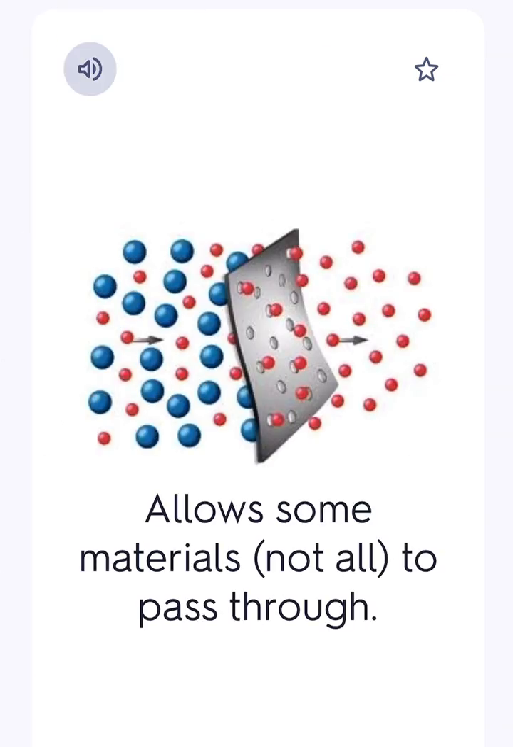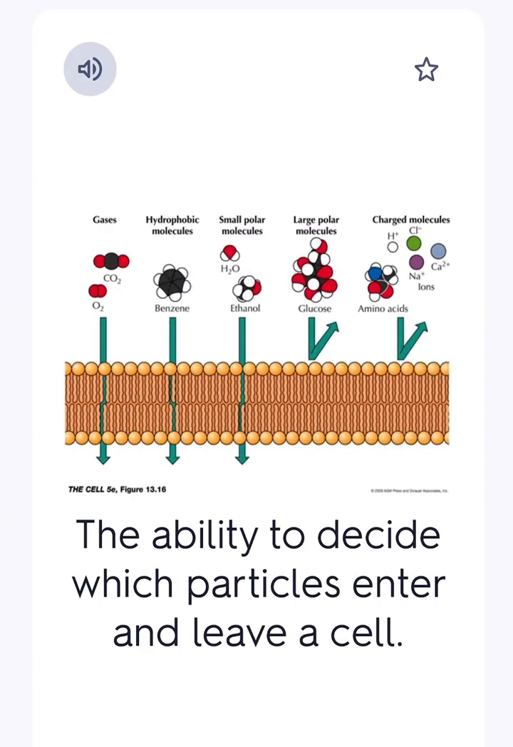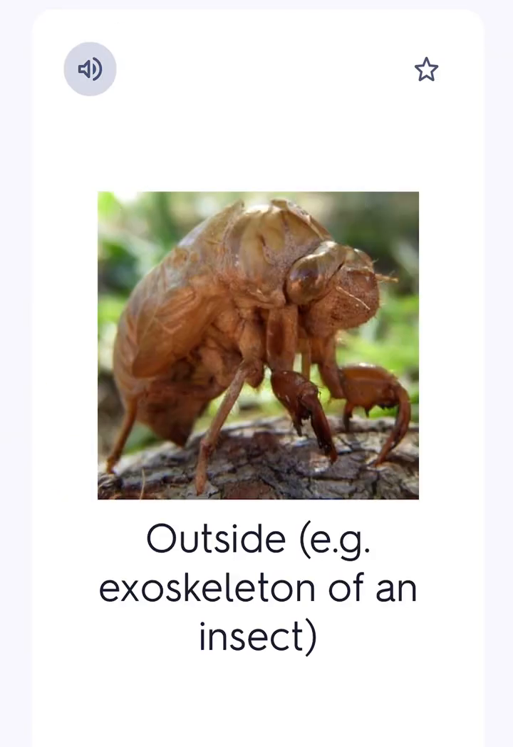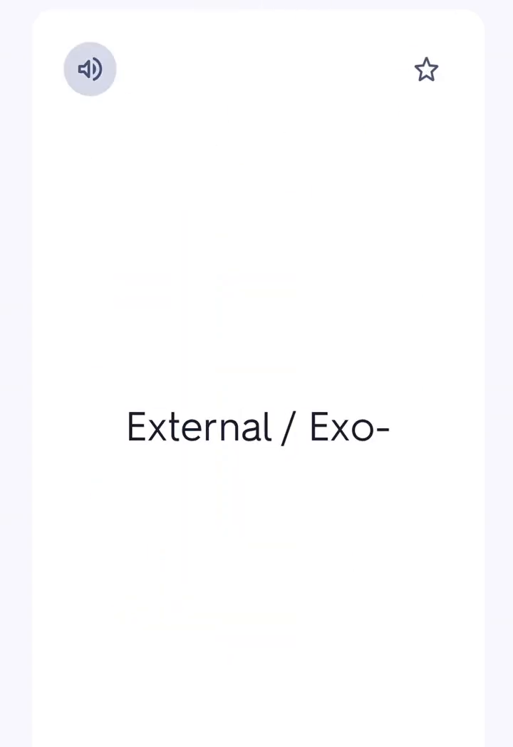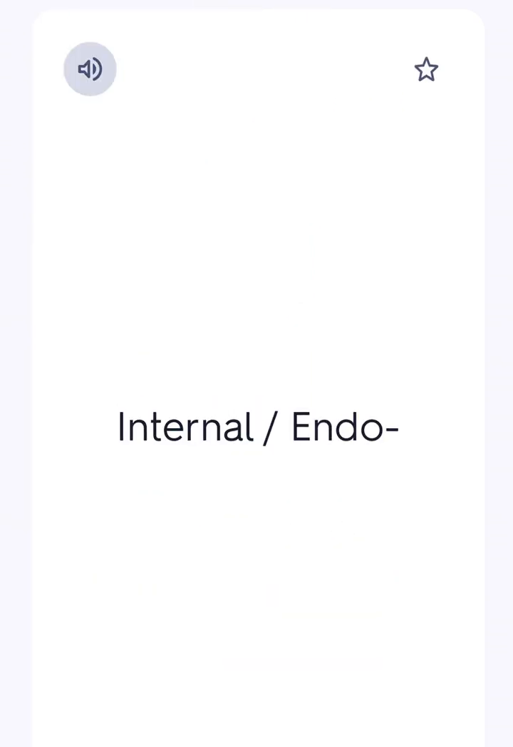Allows some materials to pass through: semi-permeable. The ability to decide which particles enter and leave a cell: selective permeability. Outside: external/exo. Inside: internal/endo.